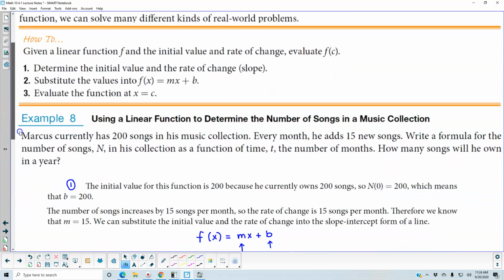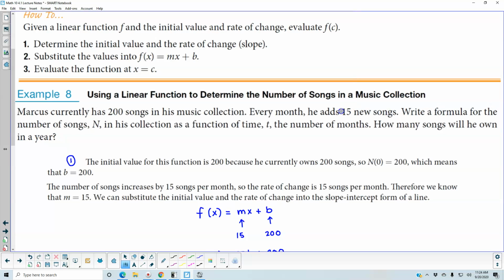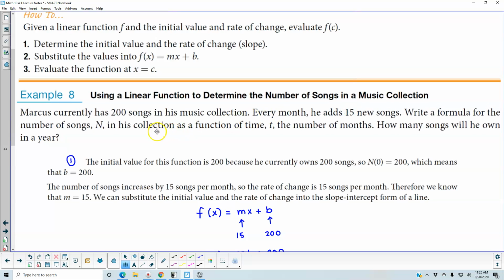So for example 8, it's saying use a linear function to determine the number of songs in a music collection. Marcus currently has 200 songs in his music collection. Every month he adds 15 new songs. Write a formula for the number of songs n in his collection as a function of time t, the number of months. How many songs will he own in a year?